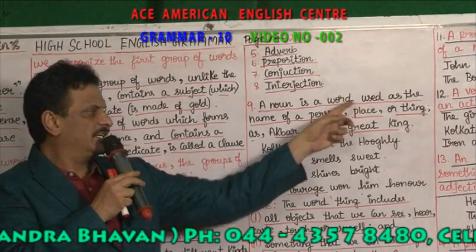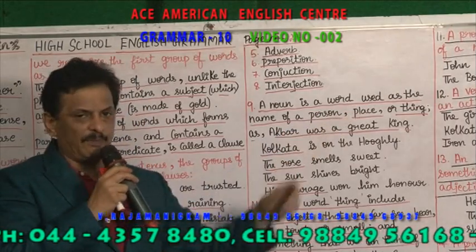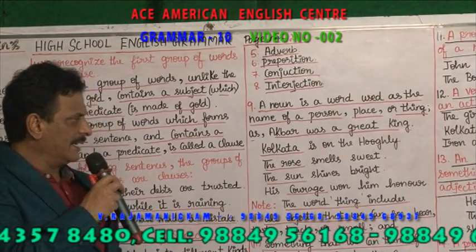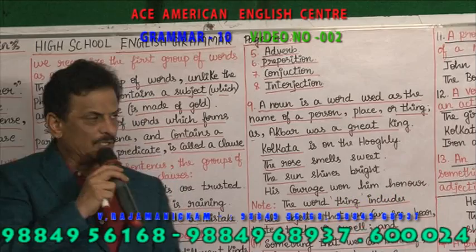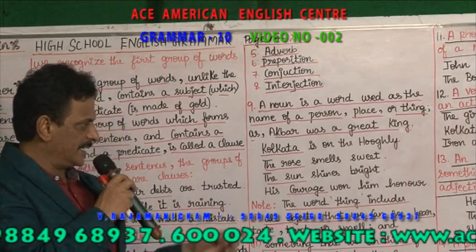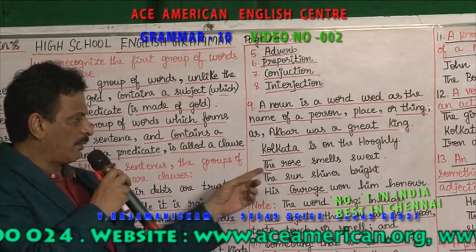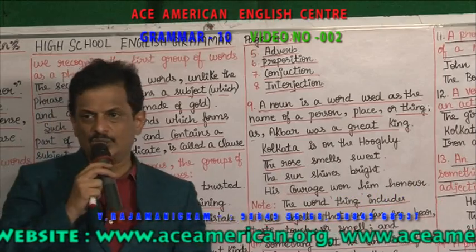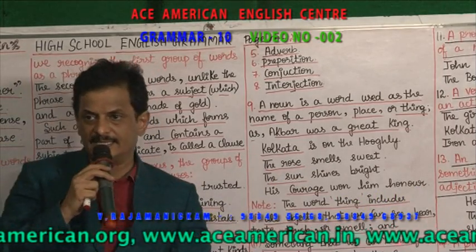A noun is a word used as the name of a person, name of a place, name of a thing. Akbar was a great king, right? So Akbar is a noun, name of a person. Kolkata is on the Hooghly. Kolkata, name of the place. The rose smells sweet. The rose is a thing. The sun shines bright. Sun is a noun.